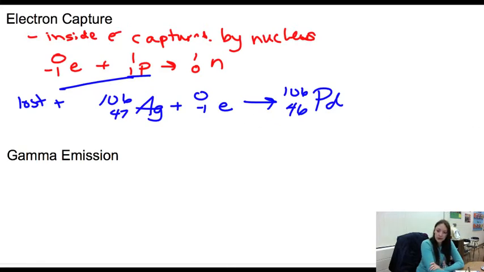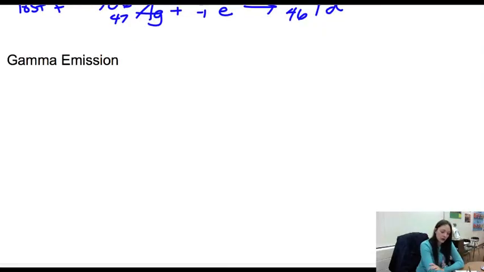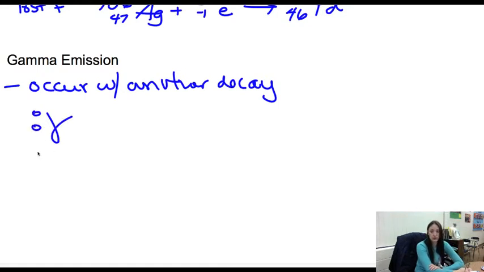Okay, the last one is gamma emission. This is the easiest one. Gamma particles, again, we talked about, are these high energy waves or high energy particles. These tend to, like I said before, occur with another decay. And the reason being is that a gamma particle, and that's my gamma symbol, has no mass. So it's 0, 0, which means really it's not changing anything. So it has to accompany another decay to change the actual element.